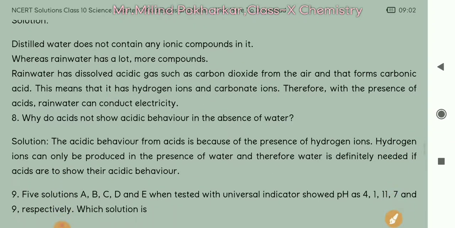Next question is, why do acids not show acidic behavior in the absence of water? As we know, the acidic behavior of acids is because of the presence of H plus ions. Now hydrogen ions can only be produced in the presence of water, and therefore water is definitely needed if acids have to show their acidic behavior. As we have seen in the definition also, acids are the compounds which produce H plus ions in the presence of water or in the aqueous solution.